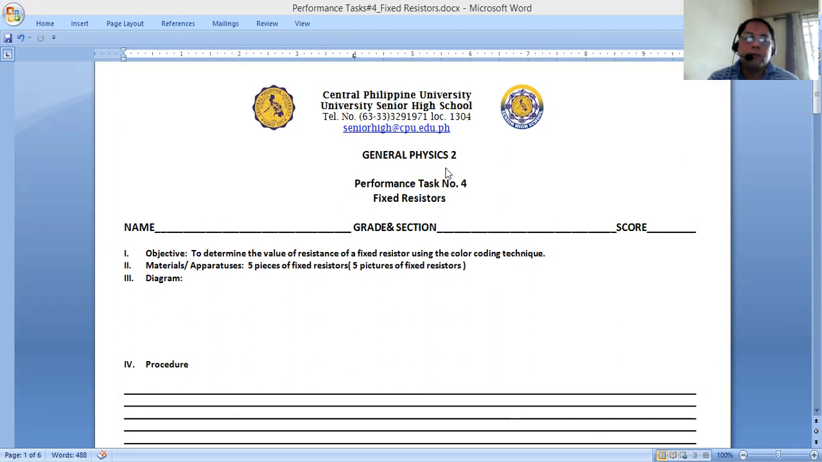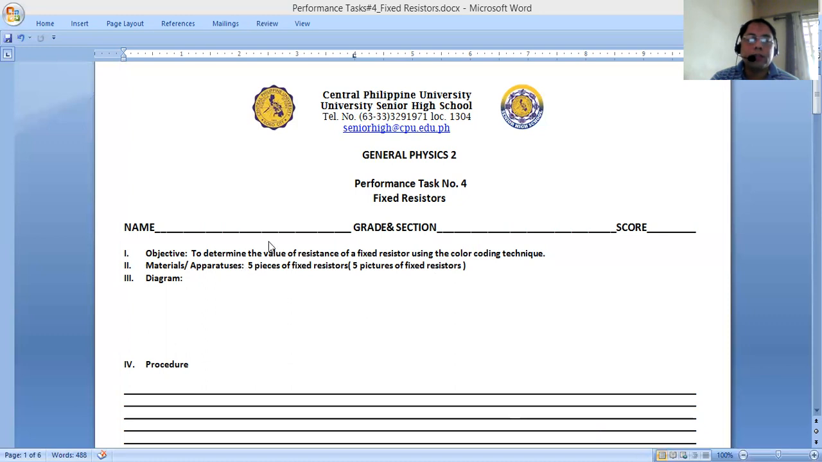Again, we name this the fourth performance task, and we are on our fourth quarter coverage. Although this was a lesson discussed in the third quarter, since the activity there is full, we move it a little later to our fourth quarter activity.